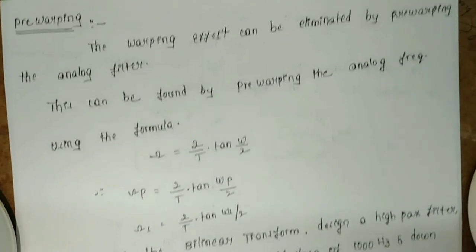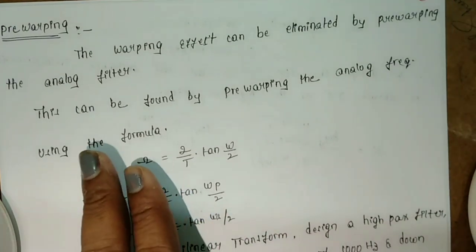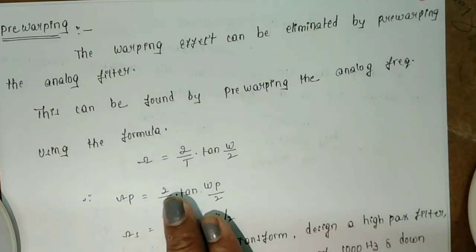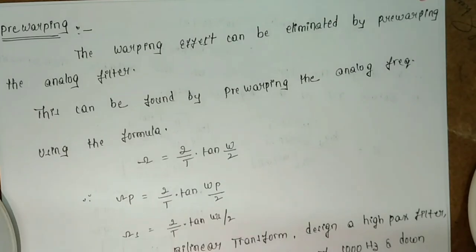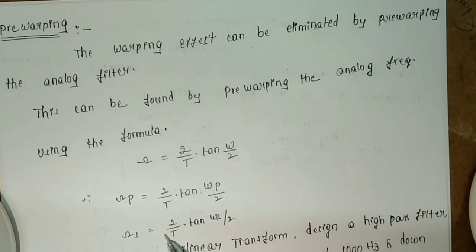So this is the pre-warping effect. The warping effect can be eliminated by pre-warping the analog filters. This can be done by pre-warping the analog frequencies using the formula omega is equal to 2 by T into tan of omega T by 2. It means that whatever the passband frequencies and stopband frequencies, you are going to pre-warp them.